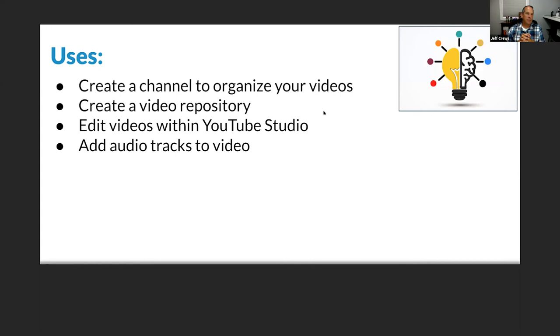Actually, we'll talk a little bit about how you can use YouTube Creator Studio. We can create a channel or a playlist. Somebody already talked about that video repository, okay? So you can get it from anywhere, from a device. One of the things I didn't mention is that there is a YouTube Studio Creator app for your phone. You can't edit videos, but you can check analytics and those types of things from that app. And then adding audio tracks to video as well.